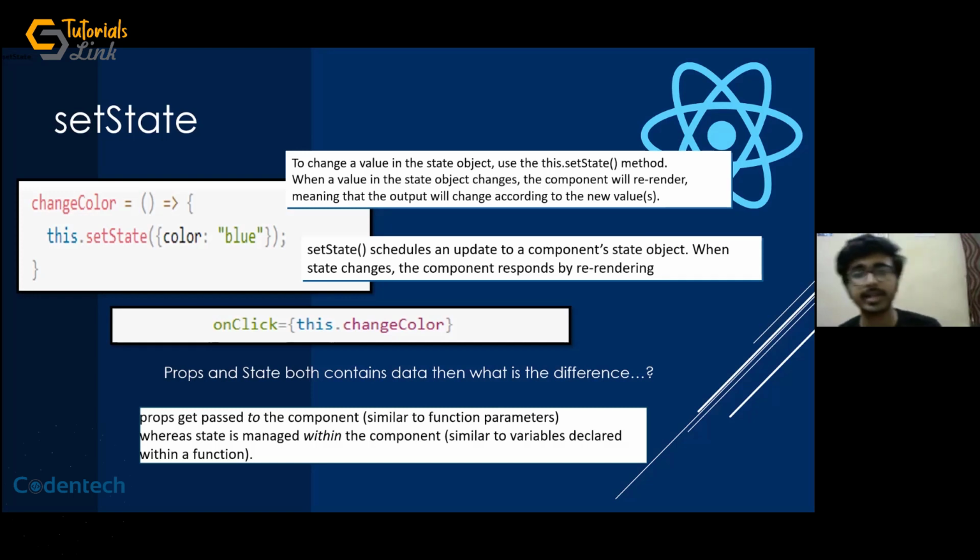Props and state both contain data, then what is the difference? Now you must be thinking that I was talking about props just a few slides ahead when I was discussing differences between the class-based components and the functional-based components. Then why are we talking about state here? See, props and state both are variables or data, fine. But the main difference is that the state is limited to that particular component. But properties can be transferred from this component to another component.